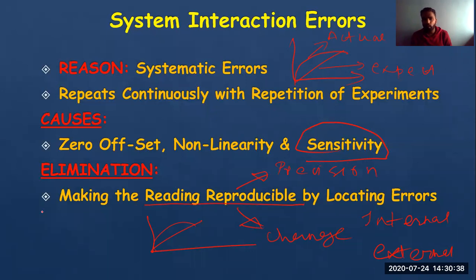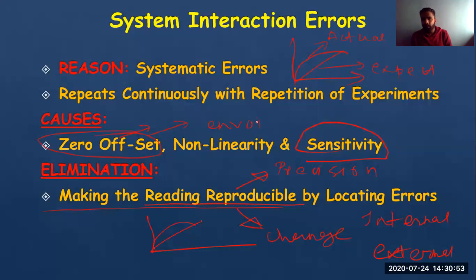So if you can locate that error, meaning if you are seeing some kind of zero offset coming in one system, you might change the system and see if that error is again coming into the system. If that error is coming, it might be due to the environment.